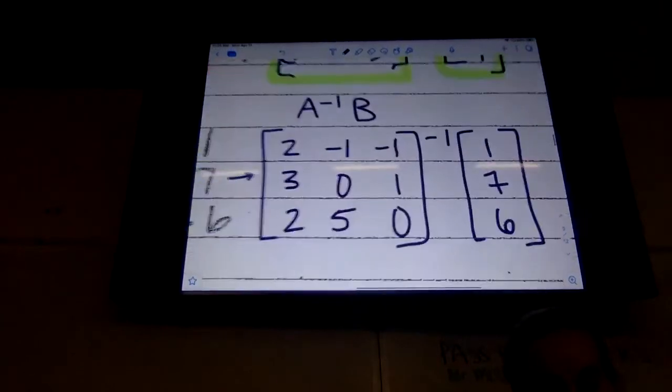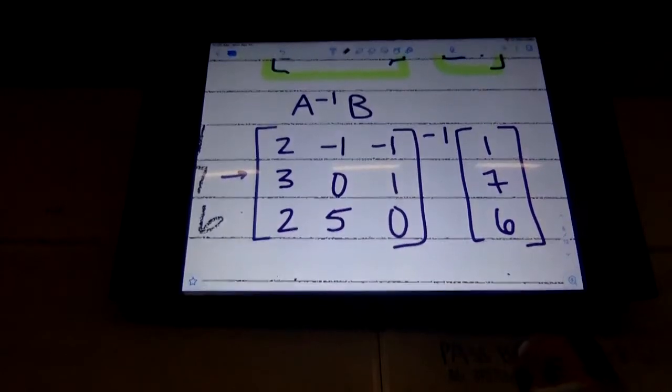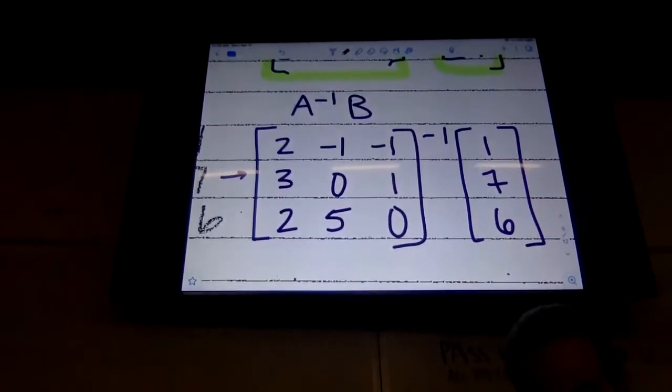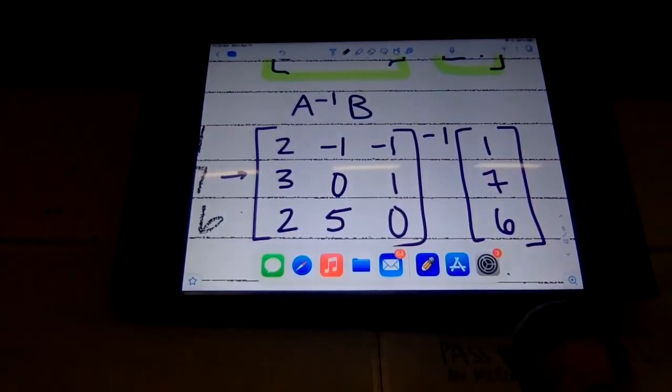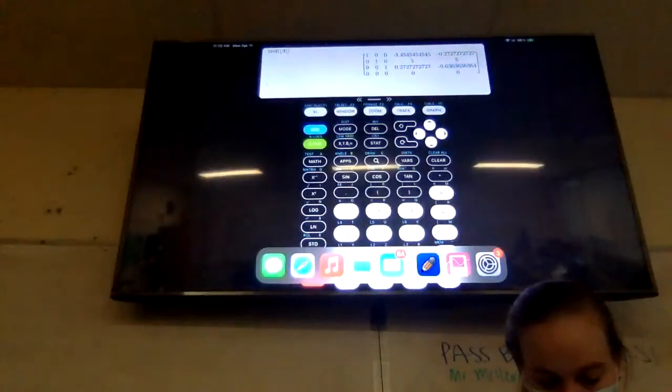So now we're going to go enter these in for our matrices. I like to always just change A and B, but you can make a different matrix if that makes you happy too. So I'm going to get my calculator pulled up. If I can find it. Come on, okay, there we go.